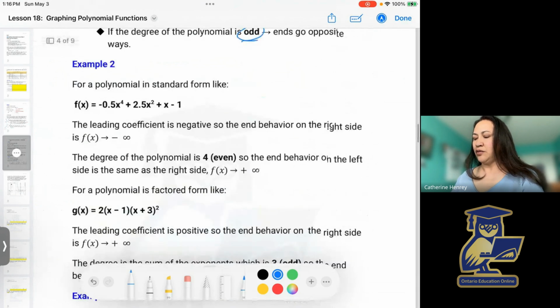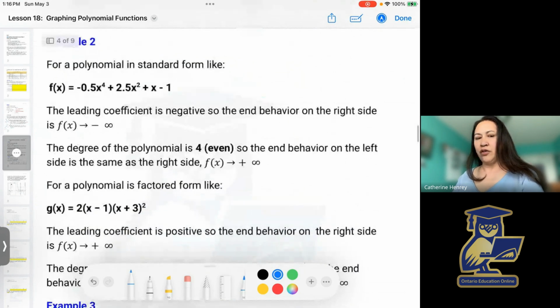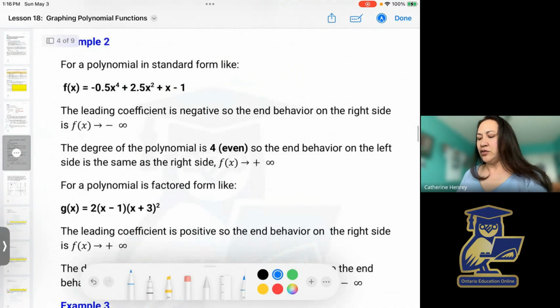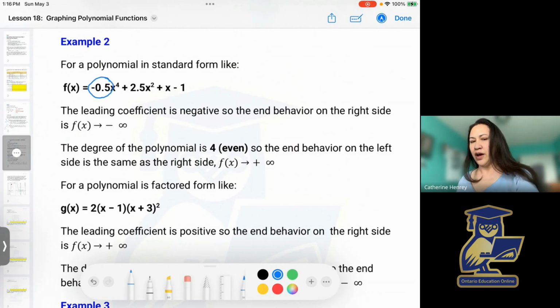So an example of how we would describe this, for a polynomial in standard form, that is negative 0.5 times x to the power 4 plus 2.5 times x to the power of 2 plus x minus 1. We make sure it's in standard form. The leading coefficient is negative, right? The leading coefficient here is negative 0.5. It doesn't really matter that it's 0.5, but it matters that it's negative.